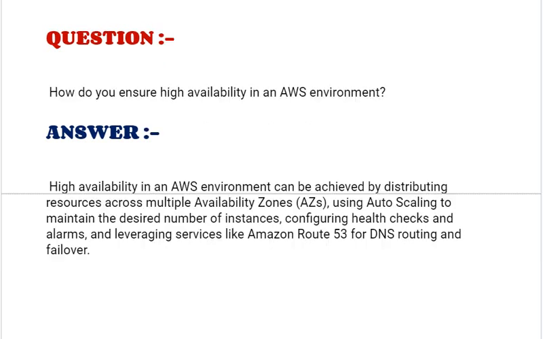Our next interview question is: how do you ensure high availability in an AWS environment? Your answer should be: high availability in an AWS environment can be achieved by distributing resources across multiple Availability Zones (AZs), using Auto Scaling to maintain the desired number of instances, configuring health checks and alarms, and leveraging services like Amazon Route 53 for DNS routing and failover.